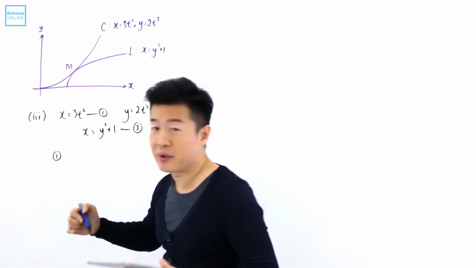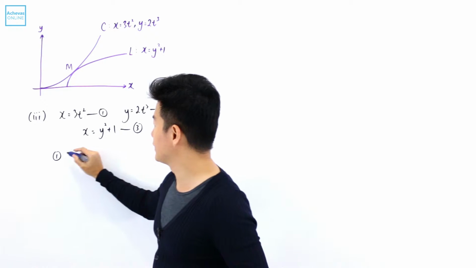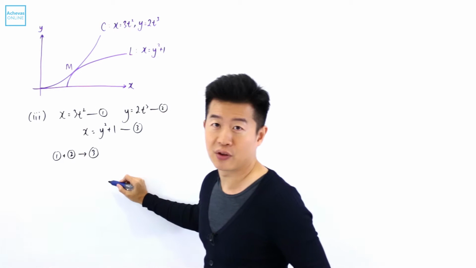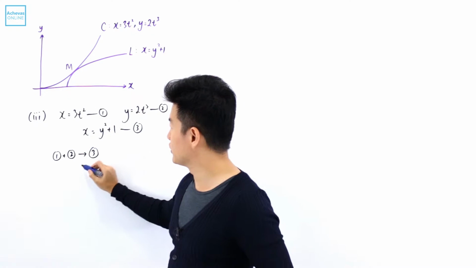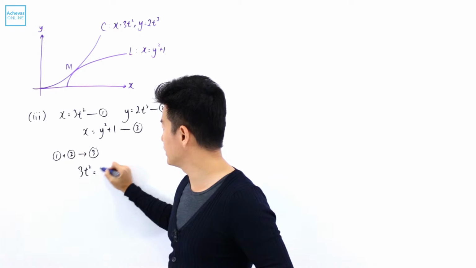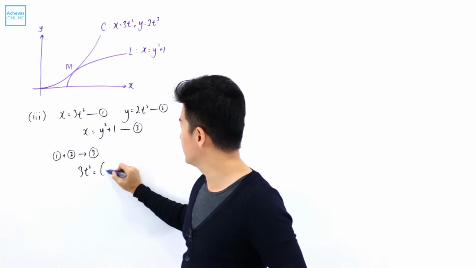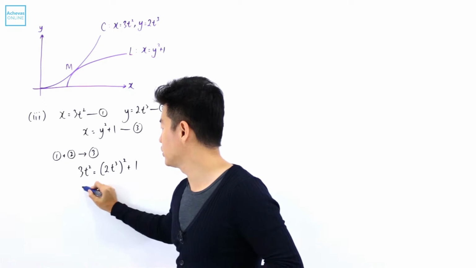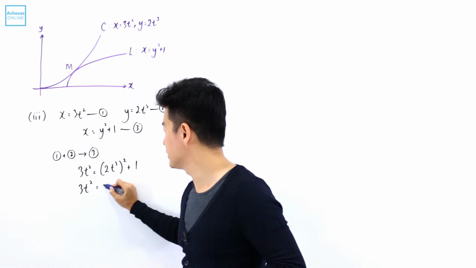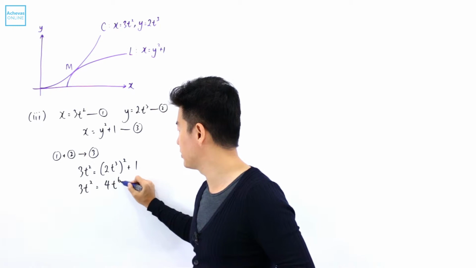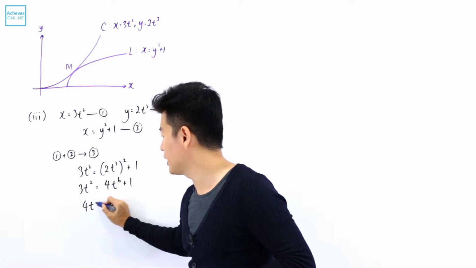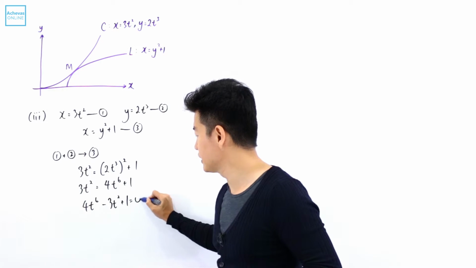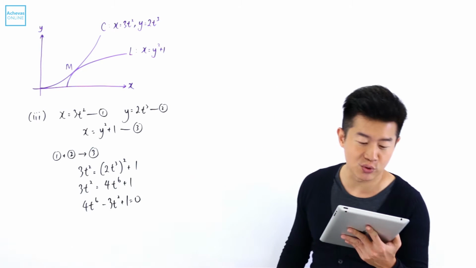To form an equation in terms of just t, I'm going to take equation number 1 and equation number 2 and plug them into equation number 3. So 3t squared is equal to, replacing y, 2t to the power of 3 squared plus 1. This is 3t squared, which is equal to 4t to the power of 6 plus 1. So now we have 4t to the power of 6 minus 3t squared plus 1 is equal to 0. And this is what the question wants us to show.